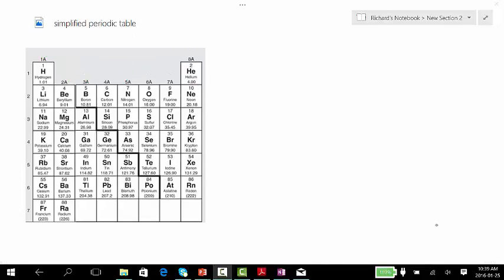Notice that the simplified periodic table has a jagged line going on a diagonal. Turns out that any element to the left of the jagged line can be considered a metal. Any element to the right of the jagged line can be considered a non-metal. Hydrogen is a bit of a weird thing. It can go either way.